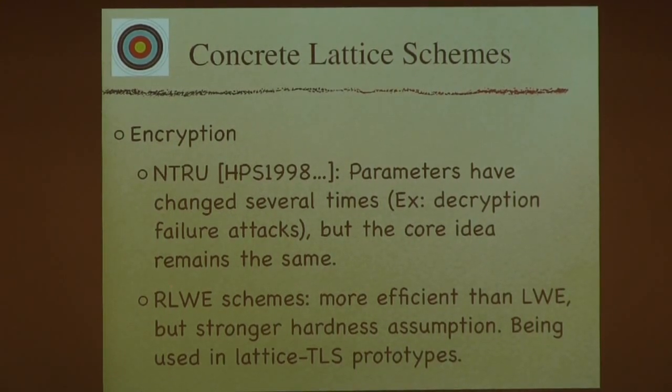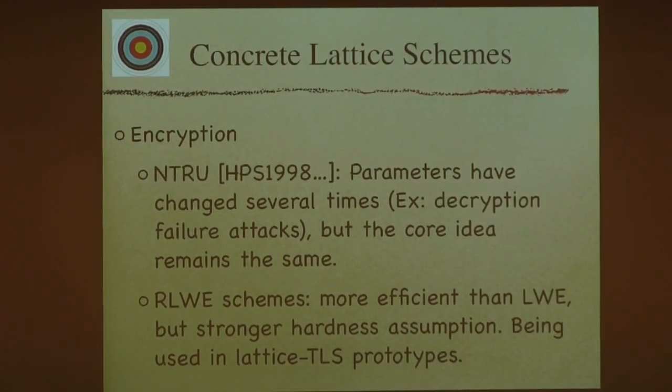You also see Ring-LWE schemes. So what is this? These schemes are ring variants of LWE schemes. They are more efficient than LWE because they use special lattices just like NTRU, but not the same lattices. However, you pay a price: you have a stronger hardness assumption. Just like NTRU is also paying a price, we don't know how hard it really is to attack these special lattices. These are being instantiated right now in lattice TLS prototypes. Okay, so that's for encryption. Encryption is more or less clean. It's pretty efficient.